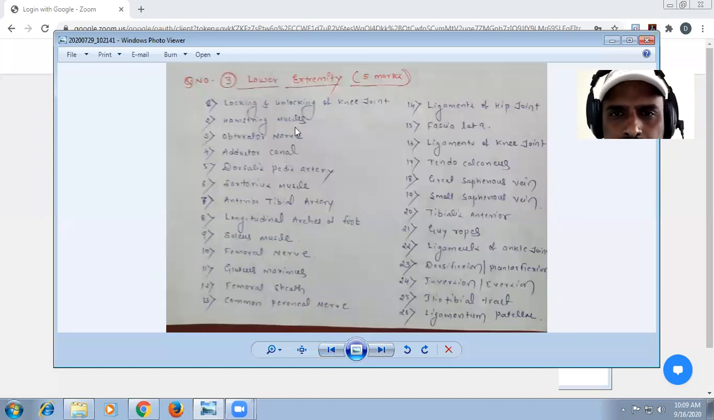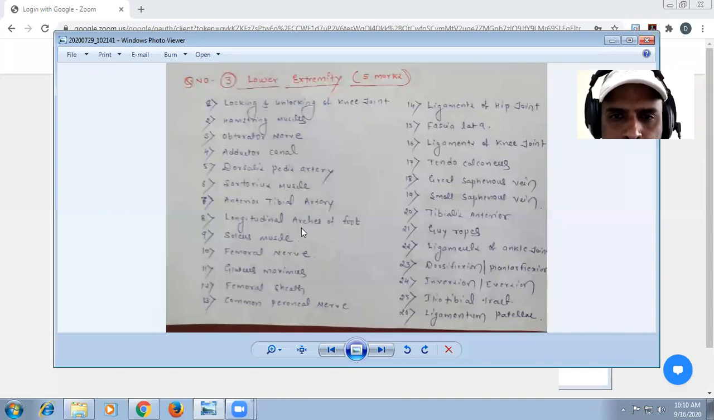So like that, locking and unlocking, hamstring muscle, obturator nerve, adductor canal. Adductor canal is asked, femoral sheath and adductor canal. They can ask in the short notes. This is 5 marks. So these I have already dealt with and completed.